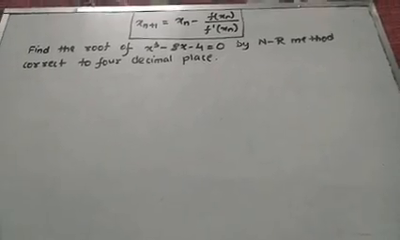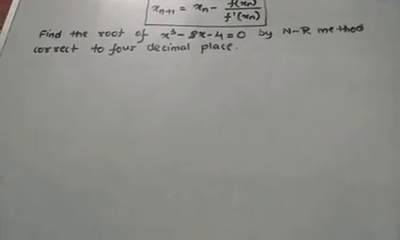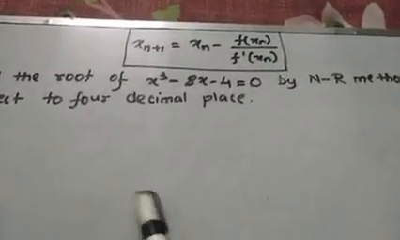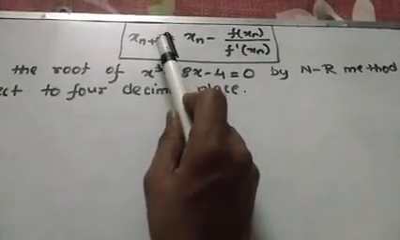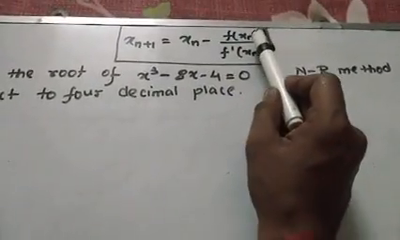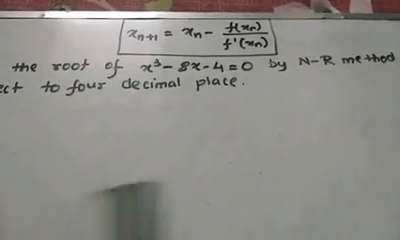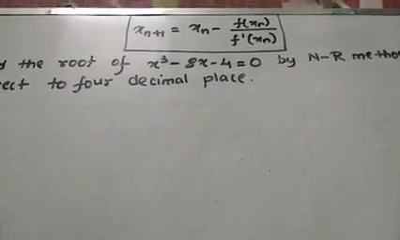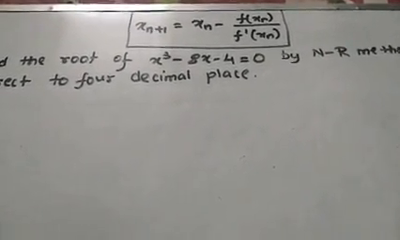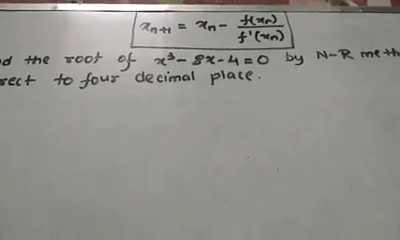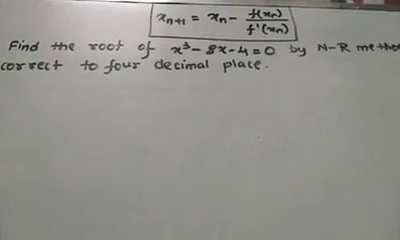So again, a short revision on the Newton-Raphson method. What is the main formula? The main formula is x_{n+1} = x_n - f(x_n)/f'(x_n). A simple, short formula, and you have to remember this formula, because only by this formula we will solve the problems. So now what is the problem here?